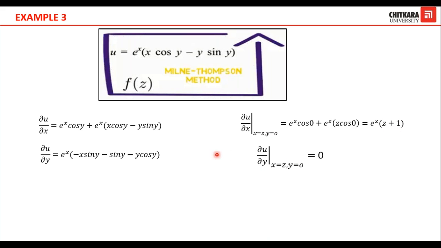Now similarly, we will do the same for del u by del y. We will put x equal to z and y equal to 0. And quickly check, when you put x equal to z and y equal to 0, do you get the whole expression equal to 0?